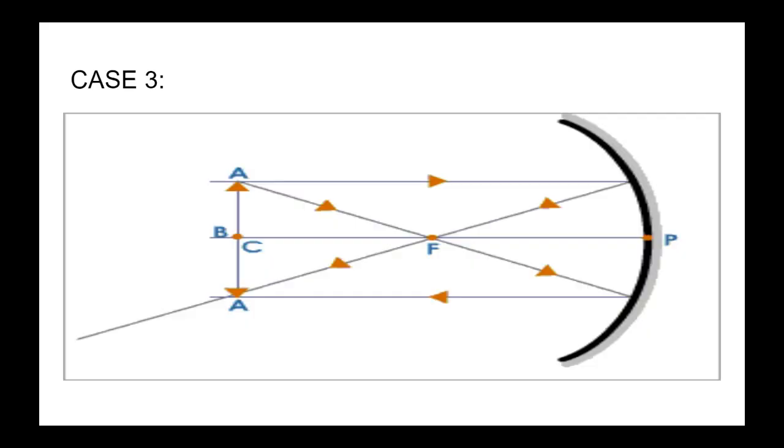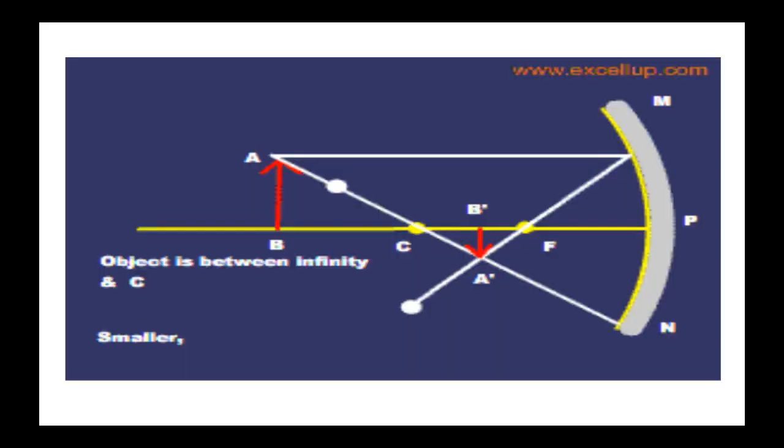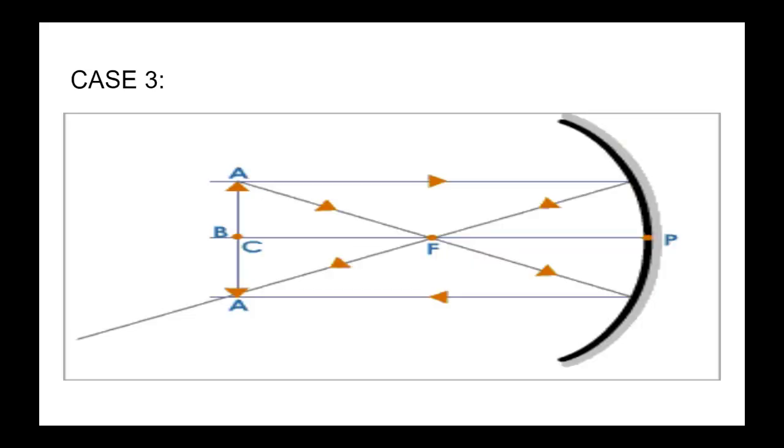Now we'll move on to the third case. In the first case, where did we place the object? It was at infinity, isn't it? And in the previous case, where was the object placed? Between infinity and C. Now we have come to the third case. The object is placed at the center of curvature C. Could you see two rays are passing? One ray gets reflected and goes through the principal focus. Another ray is passing through the principal focus and gets reflected. Where do these two rays meet? It meets exactly below the object, isn't it?